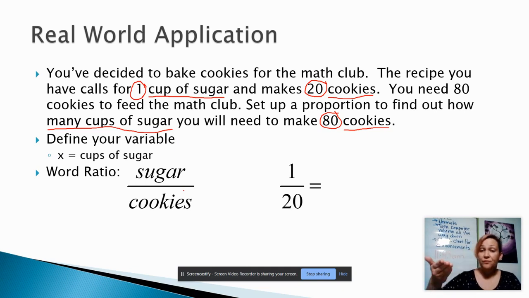And then on the top of the fraction is sugar, and sugar is what I'm looking for. It's what my variable was. So I'm going to put my letter X on top. X amount of sugar to make 80 cookies.